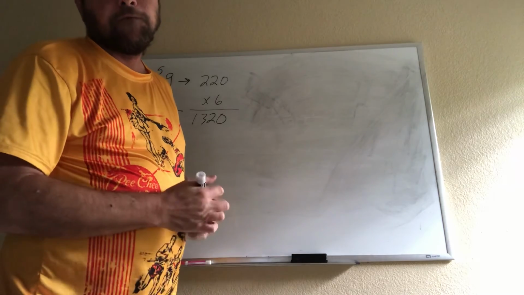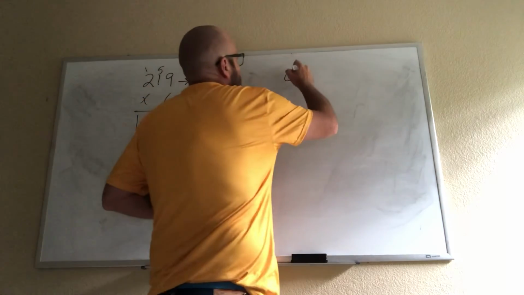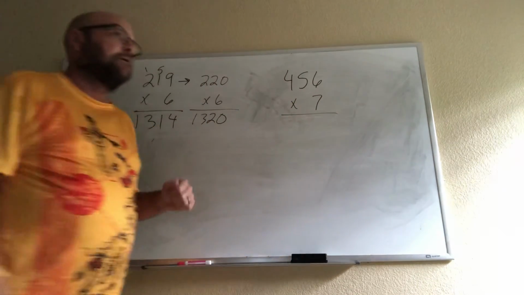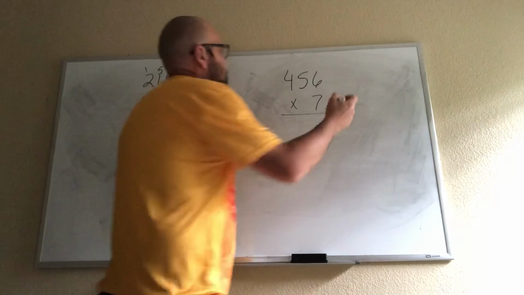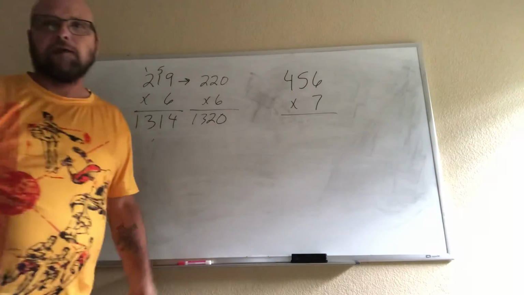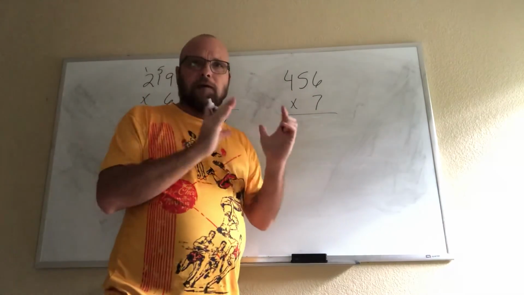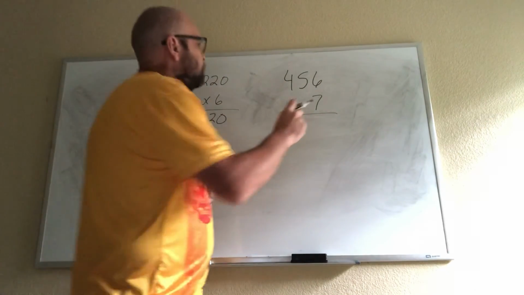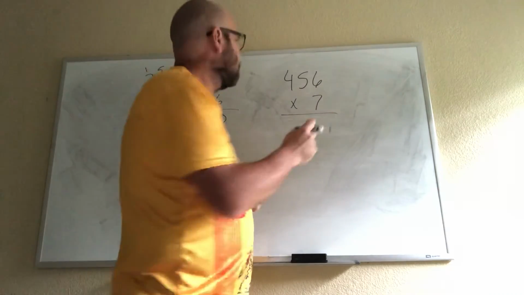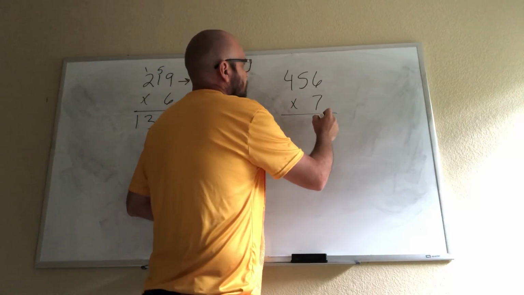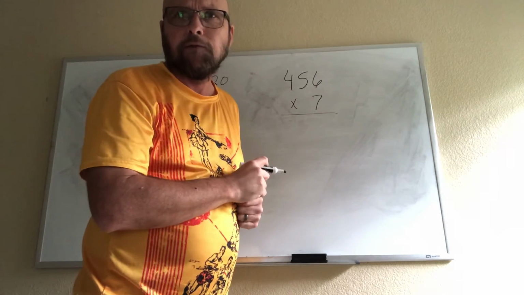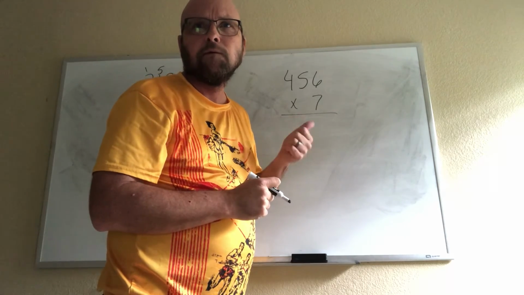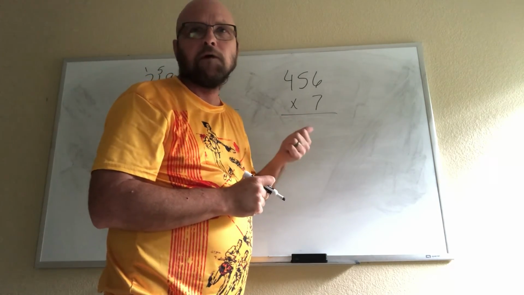And we have 456 times 7. I could make it 400 and I could make it 500 if I wanted to, and then find where my answer would be between those two numbers. But I'm just going to work this one out for the sake of time. 7 times 6 is 42. Is that right? 7 times 6, 42. Someone thumbs up, thumbs down. 7 times 6, 42. No one's listening. Okay, 42.